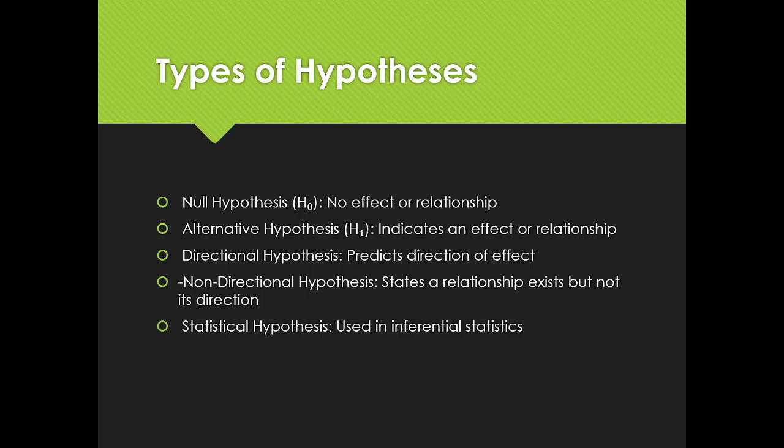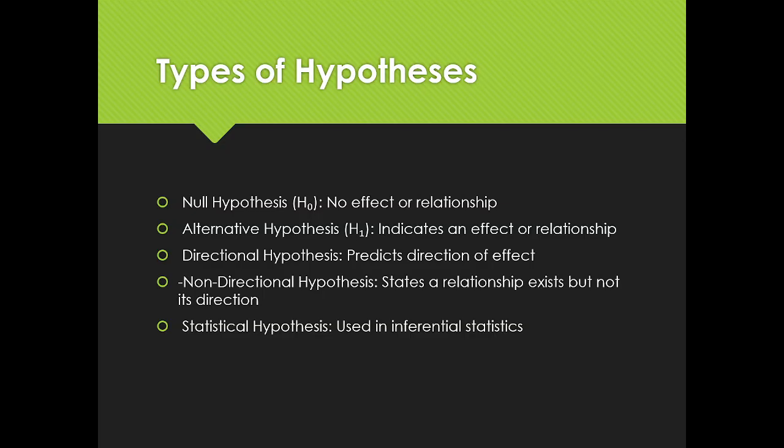Now, let's look at the next type, non-directional hypothesis. It predicts a relationship between variables without specifying the direction. For instance, there is a relationship between parental supervision and adolescent sexual exploitation. Can you see the difference between the two? Directional is telling us that if there is an increase in parental supervision, there will be a reduction in adolescent sexual exploitation.